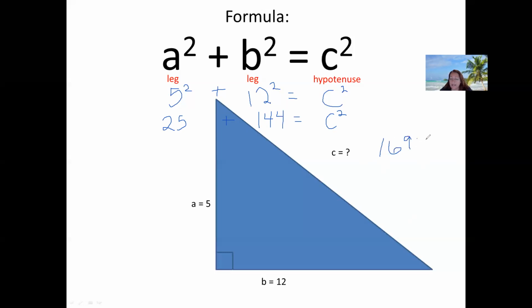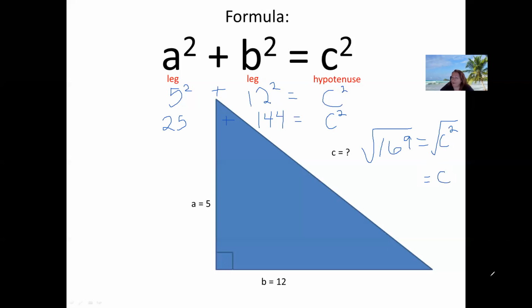So 169 equals c squared. Okay, but that equals c squared, right? So that's not the length of the hypotenuse. That is just c squared. So how do we find what c is equal to? What's the opposite of squaring? Square rooting. I don't know if you said that or not, but now you know. So if you take the square root of both sides, you're going to find out what c is.